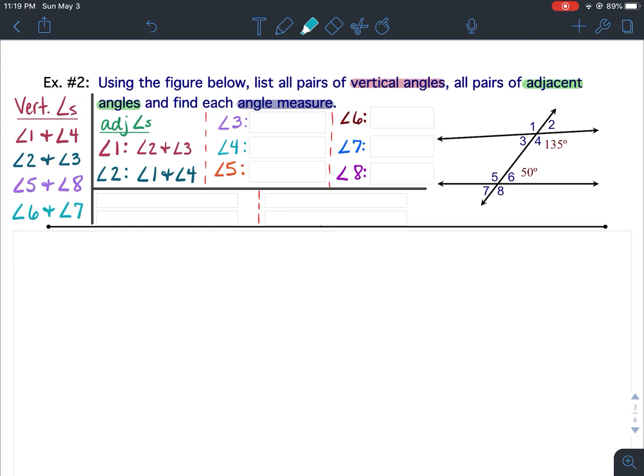Angle 3 is side by side with angle 1 and side by side with angle 4. Therefore, angle 3 is adjacent to angle 1 and angle 4. Angle 4 is side by side with angle 2 and side by side with angle 3. Therefore, angle 4 is adjacent to angle 2 and angle 3. If you need to, go ahead, pause your video, and get all that written down.